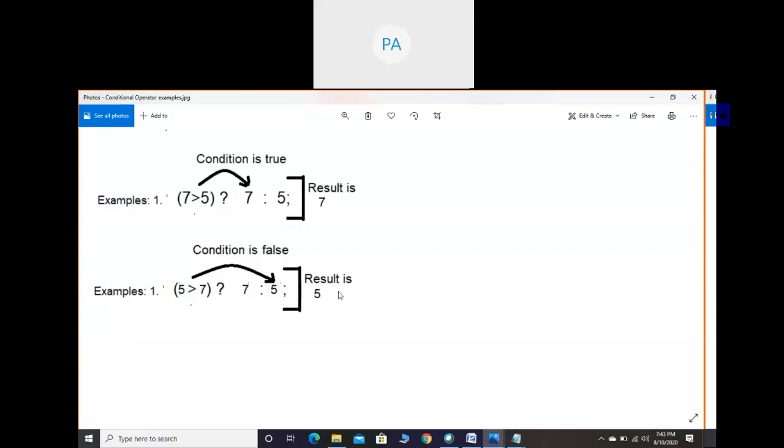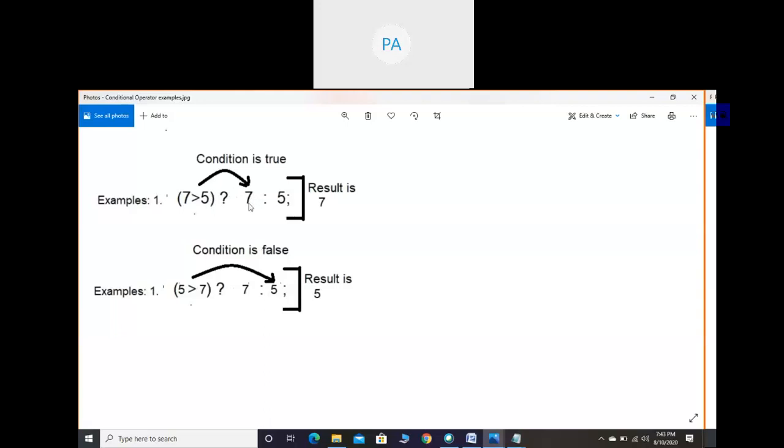So this is the thing. Once again, we will discuss in brief. First, it will check the condition. The condition is present before the question mark. If the condition is true, it will select the first result, that is, the result immediately present after the question mark. If the condition is false, it will select the second result, that is, the result present after the colon.